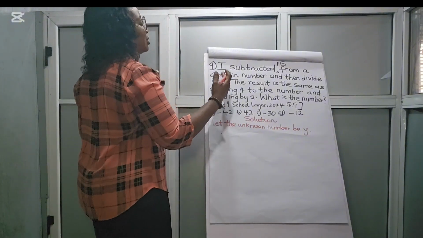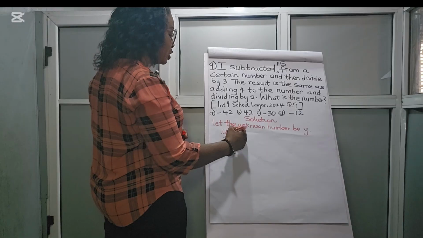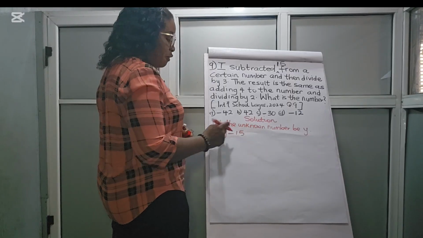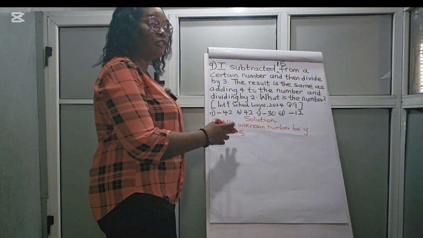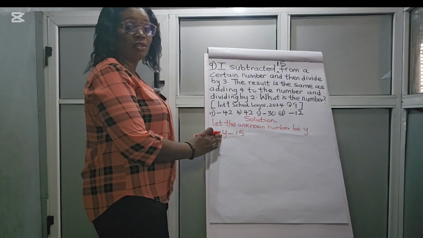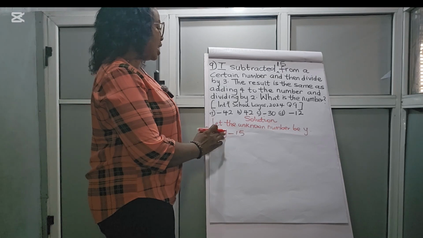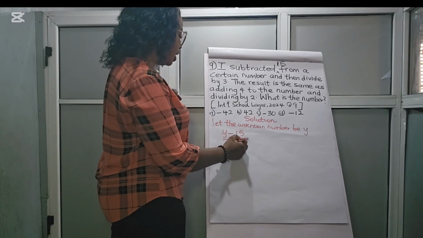So if you say I subtracted 15 from a certain number, that's y, because you subtracted 15 from this unknown number. So that will be y minus 15 and not 15 minus y, because you subtracted 15 from the number. So that's y minus 15, and then divide by 3.